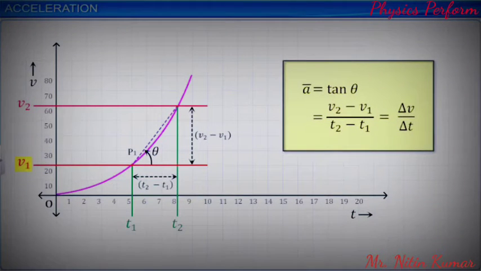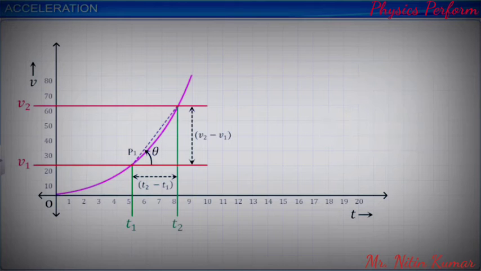v2 and v1 are instantaneous velocities at times t2 and t1. The SI unit of acceleration is meter per second squared. On the v-t graph, the average acceleration is represented by the slope of the line joining the points (v1, t1) and (v2, t2).